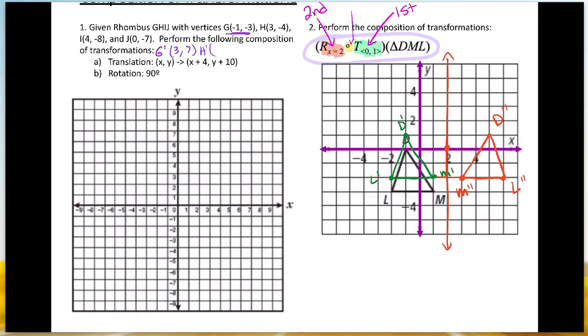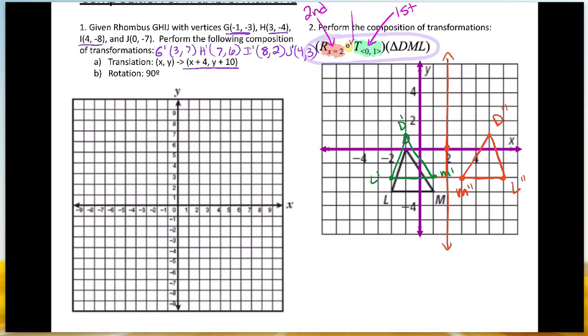H prime, if I add 4, 7, because here's H, and add 10, 6. And then I prime, adding 4, I was at 4, so that's 8. And adding 10 to negative 8 is 2. And J prime will be at 4, 3. So you can just apply this rule onto those points to get your first new figure.